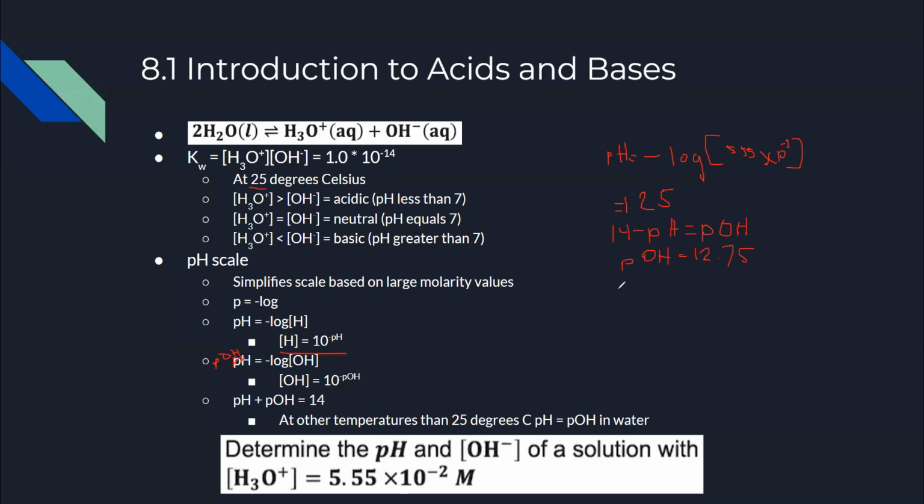And using pOH, we can use OH minus equals 10 to the negative 12.75. And that would be, and that will be 1.77, or actually 1.78 with rounding. So 1.78 times 10 to the negative 13th. And that will be our answer.